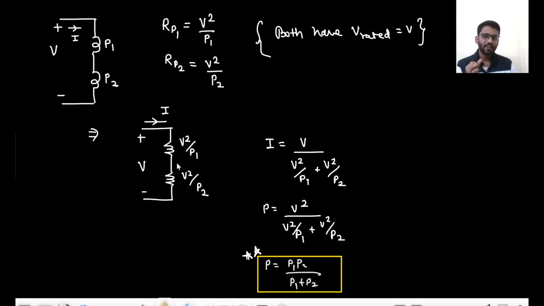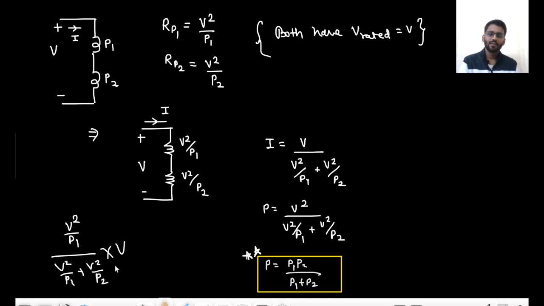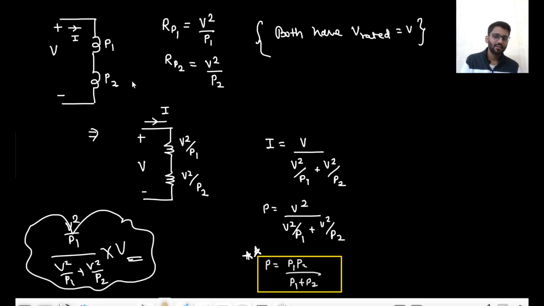Are you getting my point? Now what is the voltage across this resistance? That would be V square by P1 upon V square by P1 plus V square by P2, into V. What did I do? I applied voltage division: resistance upon total resistance into voltage V. So this is the voltage I am having across this bulb P1. Across bulb P1, I am having this much of voltage.